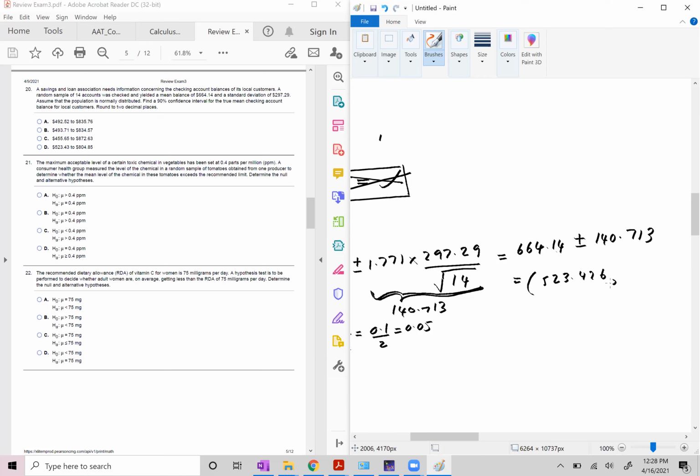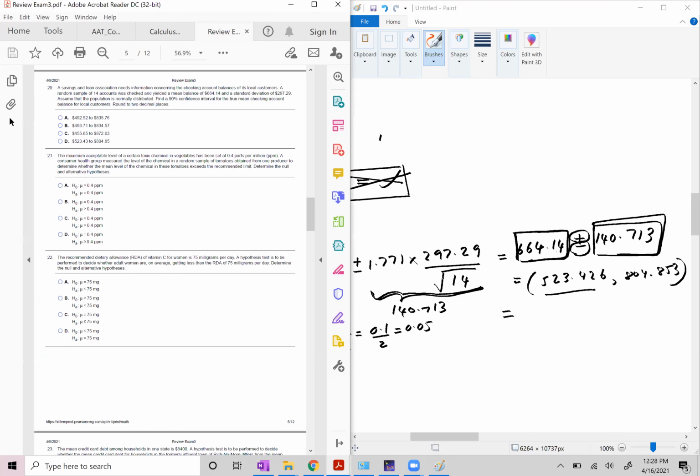426 is the smaller value. That means take this and subtract 140.713 will result in this answer. And 664.14 plus this will result in 804.853. Okay. Now I'm always getting my answers more than one decimal place than I need in this question, right?